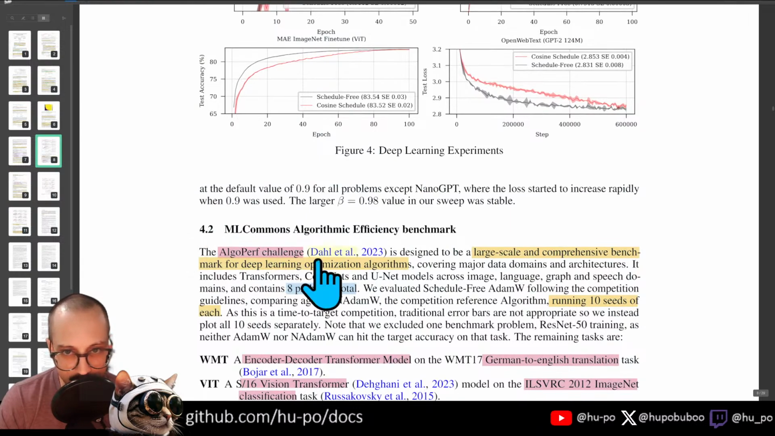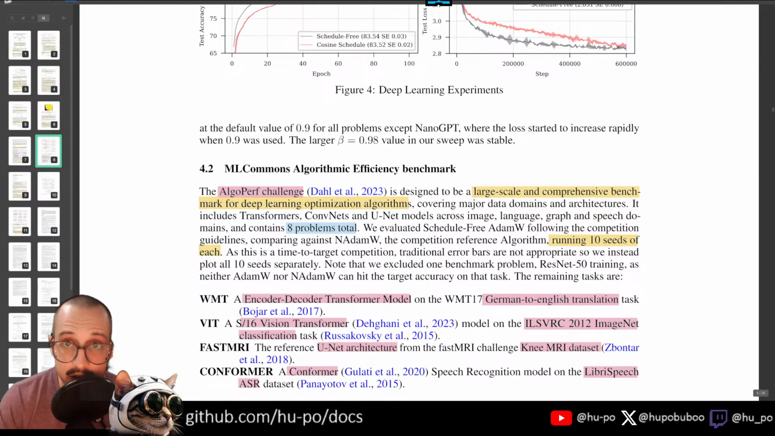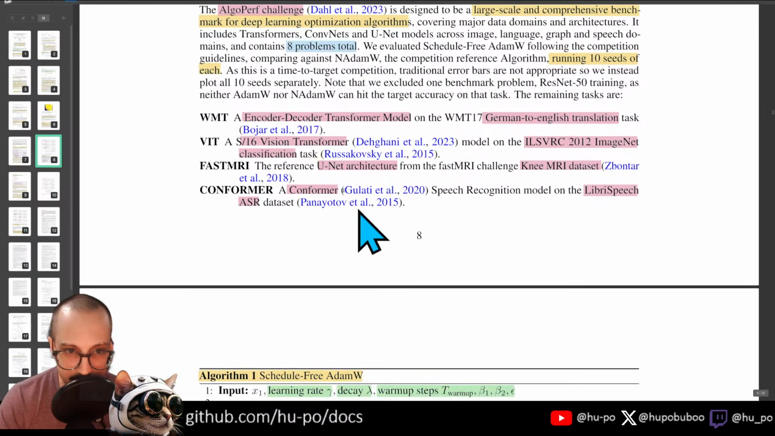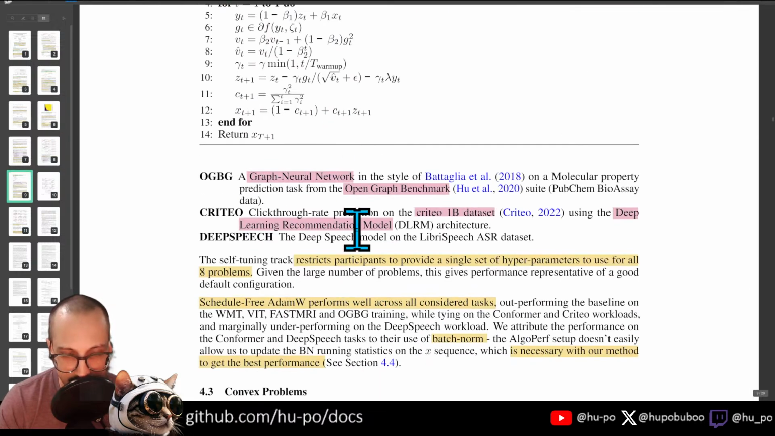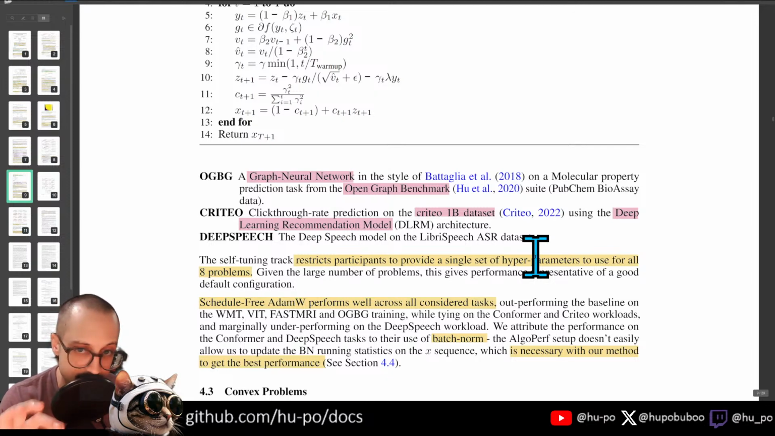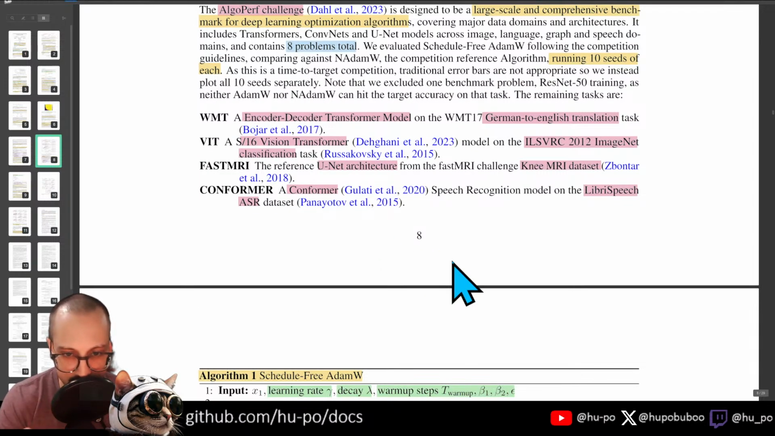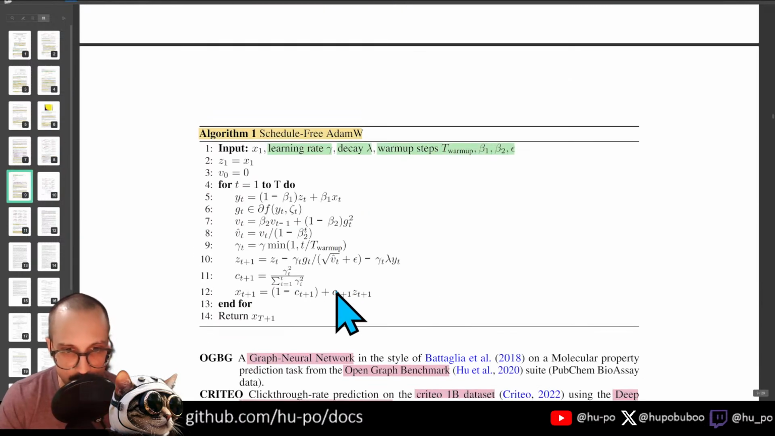Whoever designed this AlgoPerf, hats off to them, because if you have an optimizer that has 10 billion different hyperparameters, and you're tuning each of those hyperparameters for each of these different modalities and different problems, you can kind of game a benchmark like that. But here, by forcing you to use the same set of hyperparameters for all 8 problems, it's a very good way of saying, okay, if you're performing well on this benchmark, that means that your optimizer is robust to different modalities, even if you use the same hyperparameters.